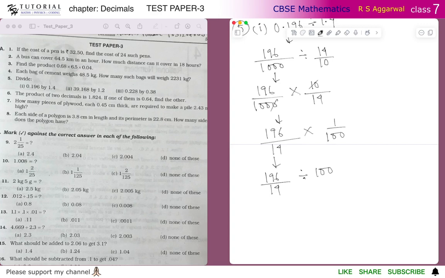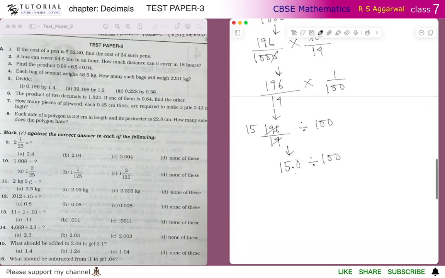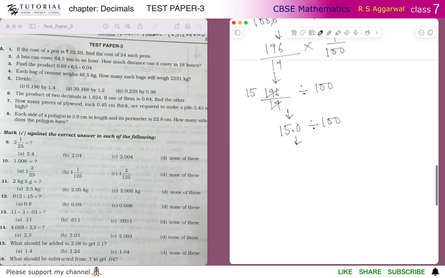So I think this will be 15. So this becomes 15. 15 means 15.0 divided by 100. So we have to shift the decimal point 2 places to the left because we are dividing by 100. 100 has 2 zeros. So this becomes 0.15. So this is the answer. Okay.